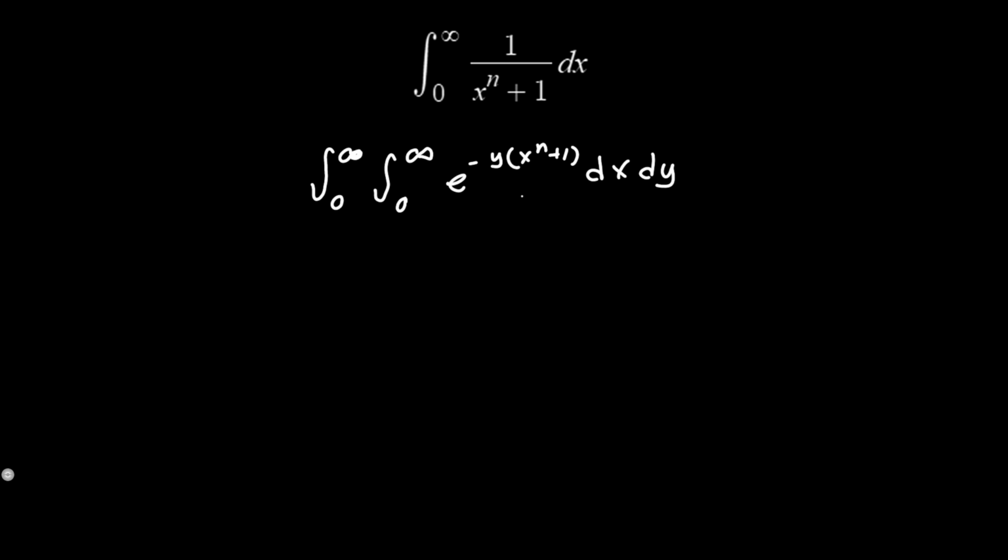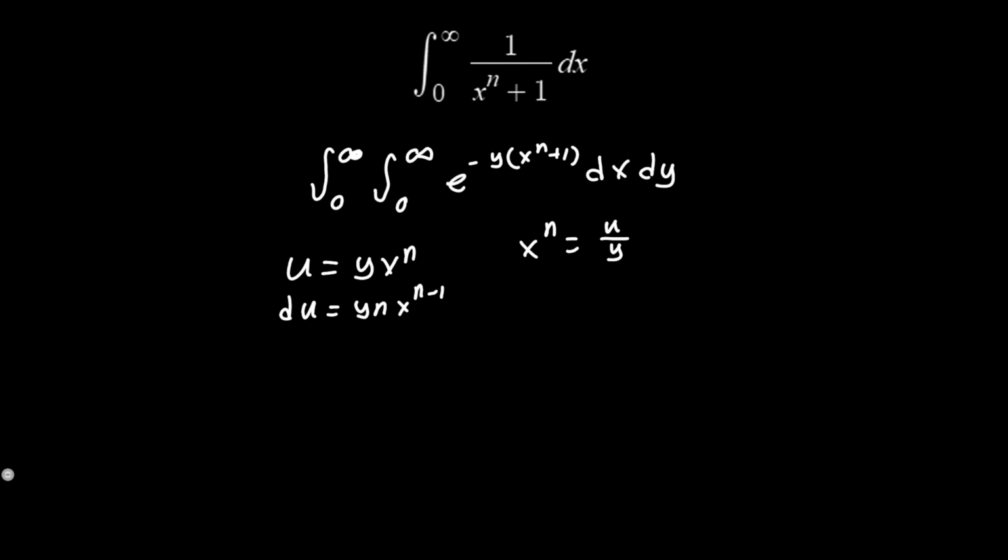And I'm going to use a substitution, right? u is equal to y x to the n, where du is going to be y n x to the n minus 1 dx. And we want to find x to the n minus 1. So we're going to simply isolate x to the n. So we have x to the n is equal to u over y.